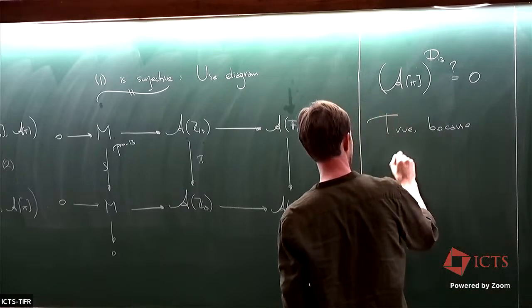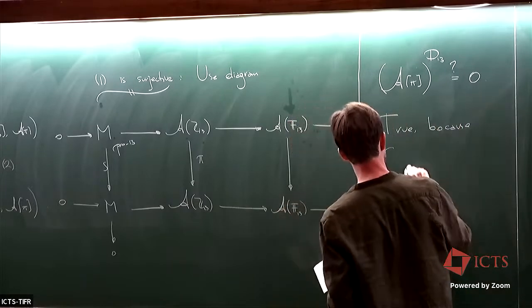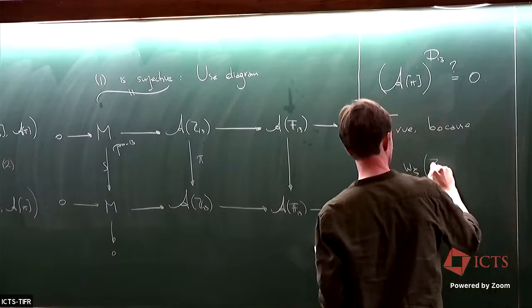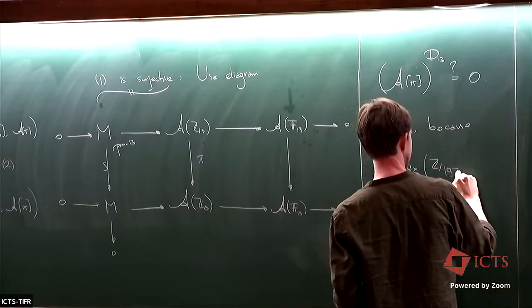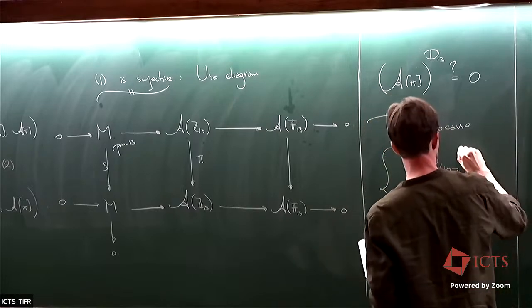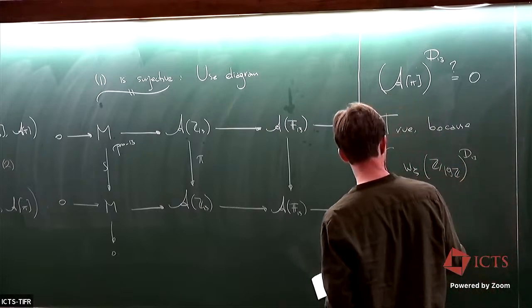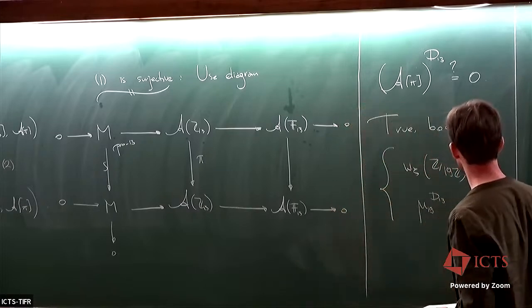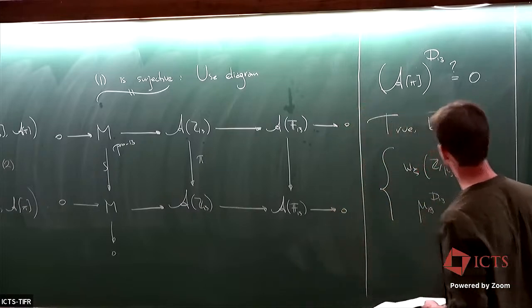Because we have actually two equalities here. If we look at this W zeta, Z mod 19Z, D13, and we look at mu 19 fixed by a decomposition group above 13, then both of these must in fact be 0. Why is that?